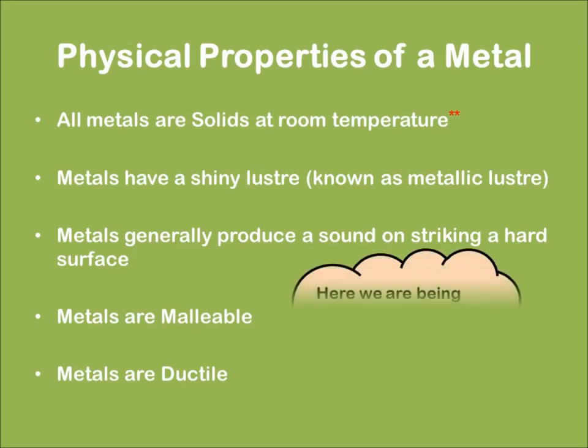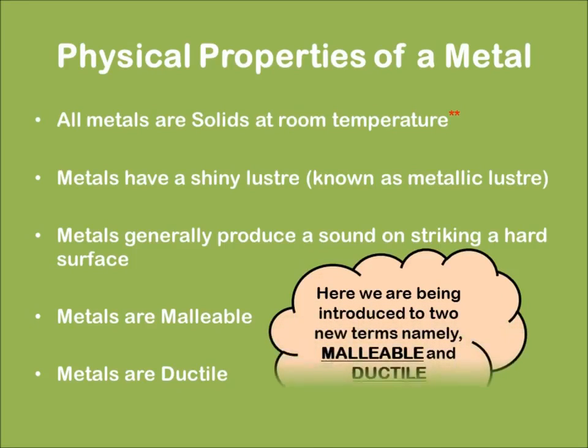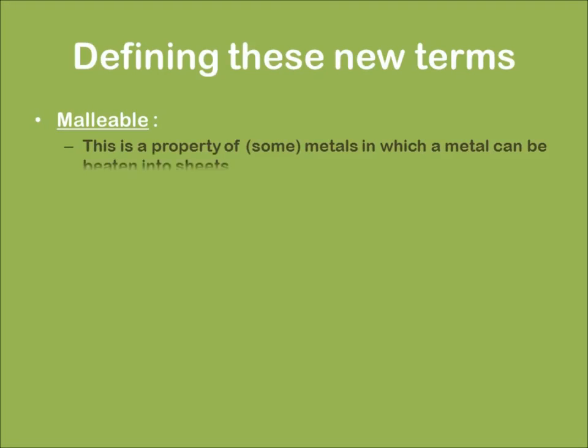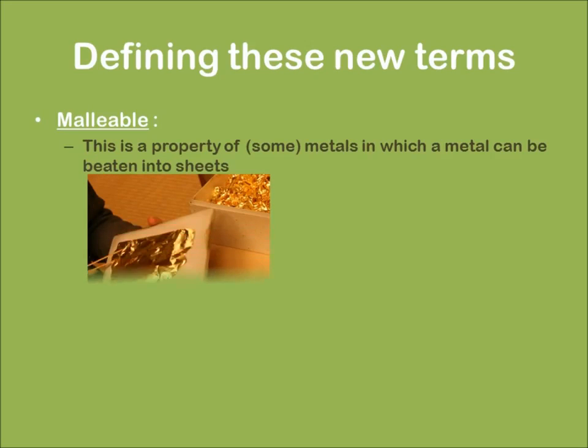We are being introduced to two new terms, malleable and ductile. These two terms will be discussed in the next slide. Now let's define these two new terms. Malleable: this is a property of some metals in which a metal can be beaten into sheets. Given below is an example of a metal which has been beaten into a sheet.